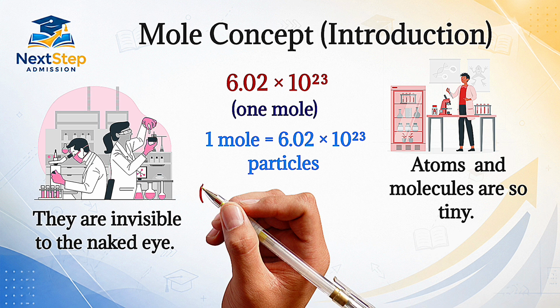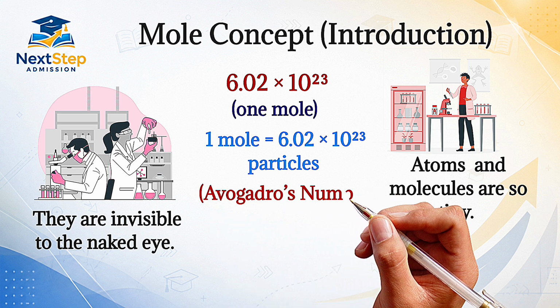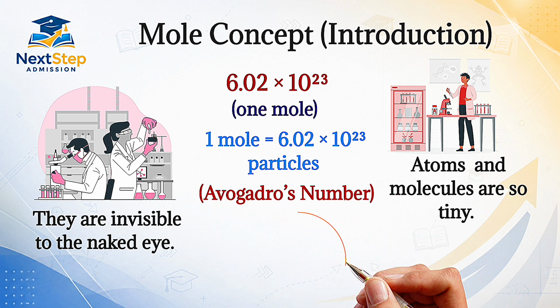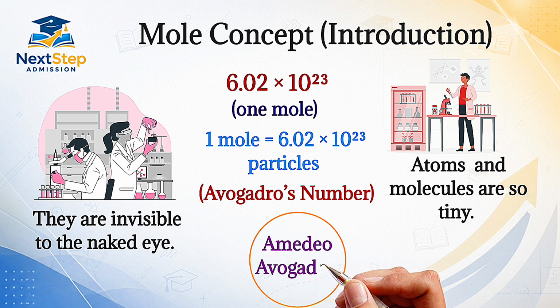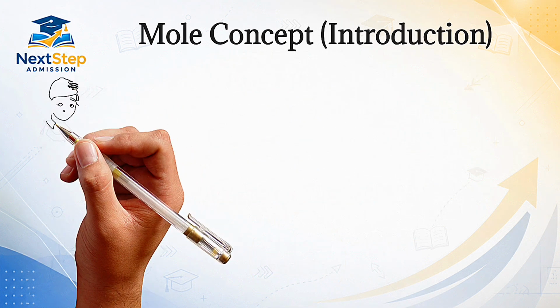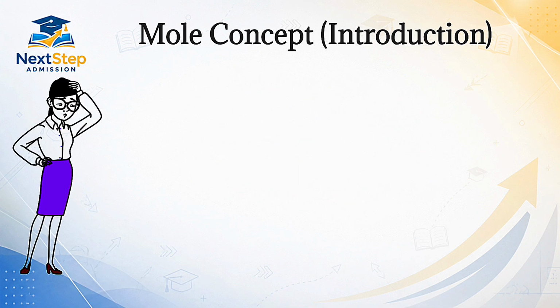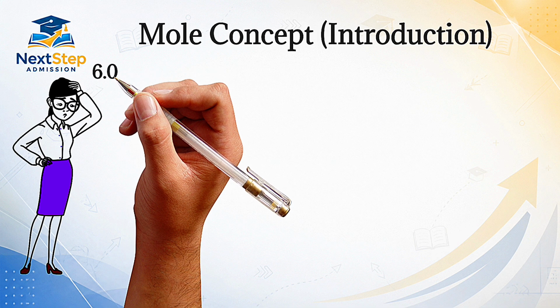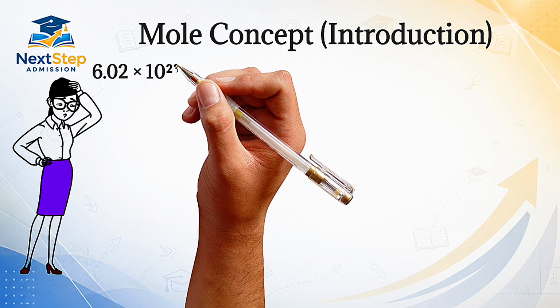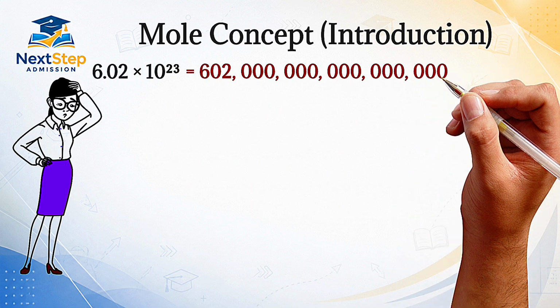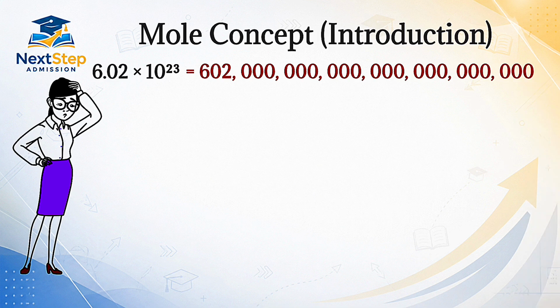This number has a special name. It is called Avogadro's number, named after an Italian scientist called Amedeo Avogadro. Now, this number sounds scary at first, but let me break it down for you. 6.02 times 10 to the power of 23 simply means 602 followed by 21 zeros. That is how large it is.